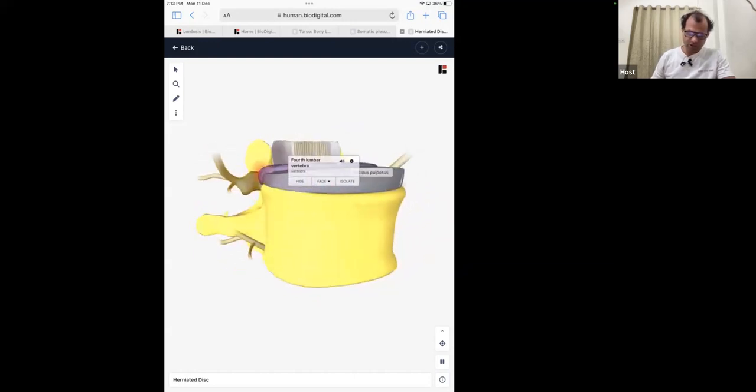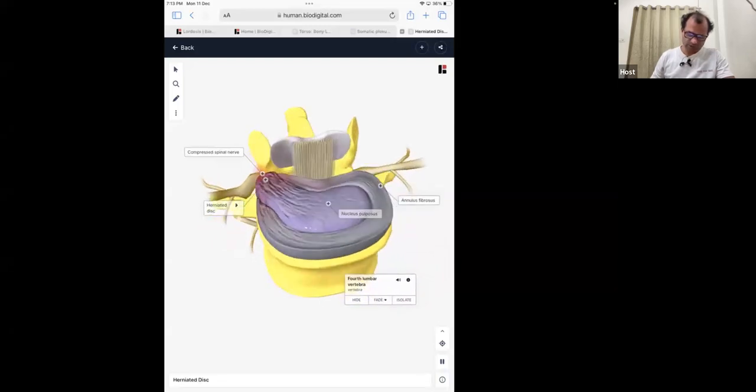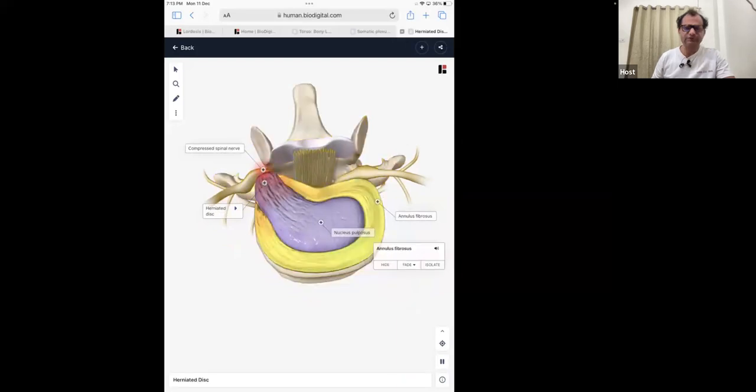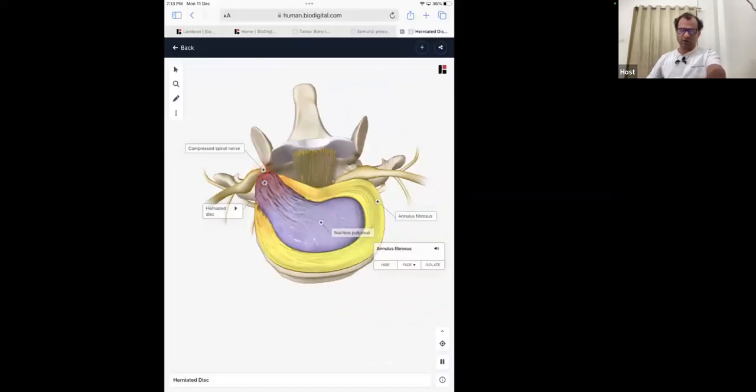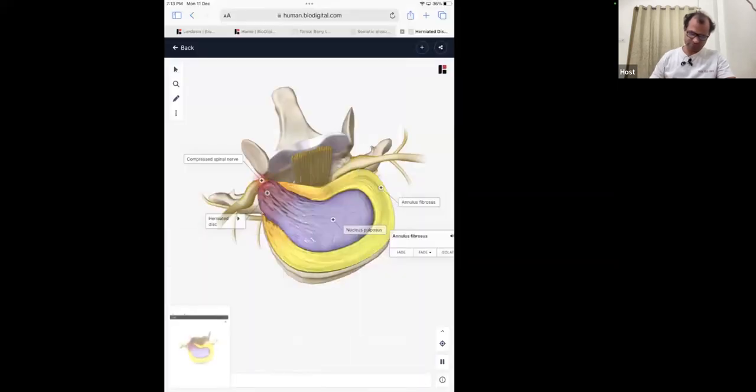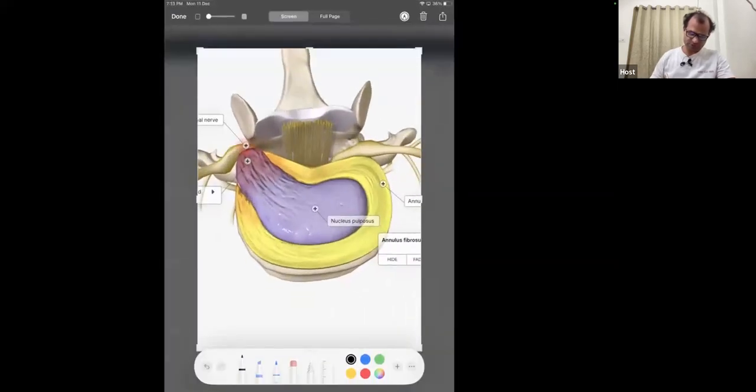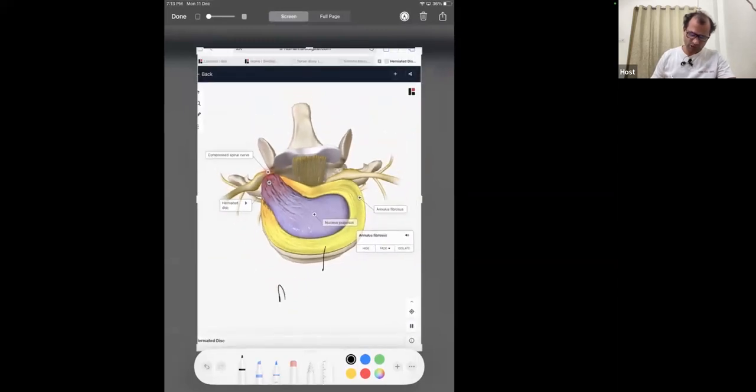We are going in the front part. This is the body of the vertebra. This is the disc, very beautiful disc. We can see the outer covering of the disc. The outer covering of the disc is called annulus fibrosus. The outer covering of the disc, annulus fibrosus.